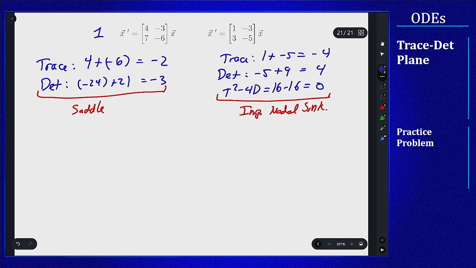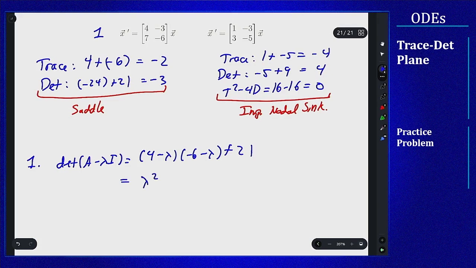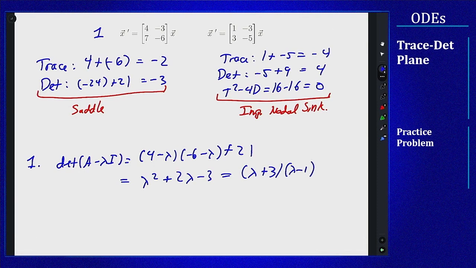So for number 1, the determinant of A minus lambda I is going to be (4 minus lambda)(negative 6 minus lambda) plus 21. Lambda squared plus 6 minus 4 is plus 2 lambda, negative 24 plus 21, so minus 3. This is (lambda plus 3)(lambda minus 1). We can see right now we are in fact going to get a saddle, but the problem wanted a general solution, so let's keep going.